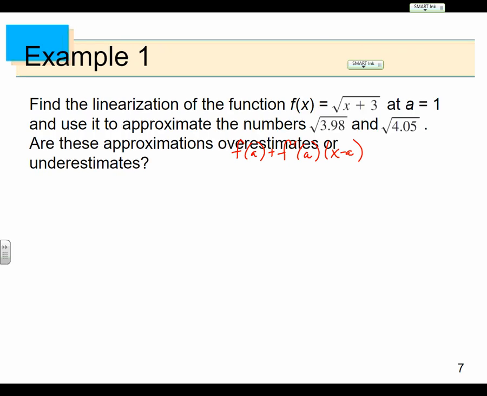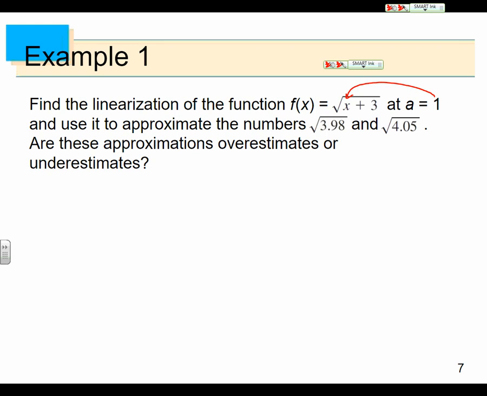Okay? And I'll get you through about half the homework. So let's see how this is useful. What I want to do is find the linearization of this function at a equals 1. Just imagine plugging in 1 right here. If I plug in 1, it just gives me the square root of 4. We know it's going to be 2.